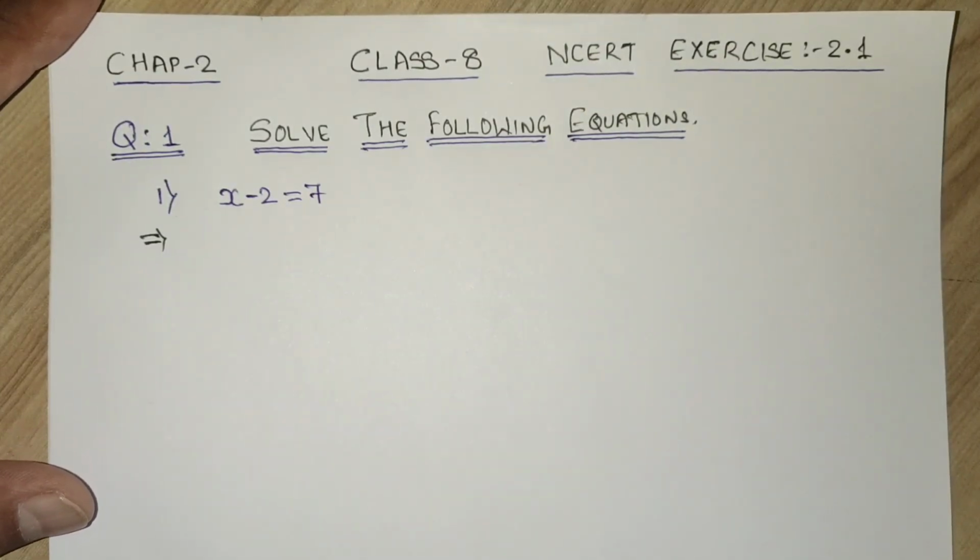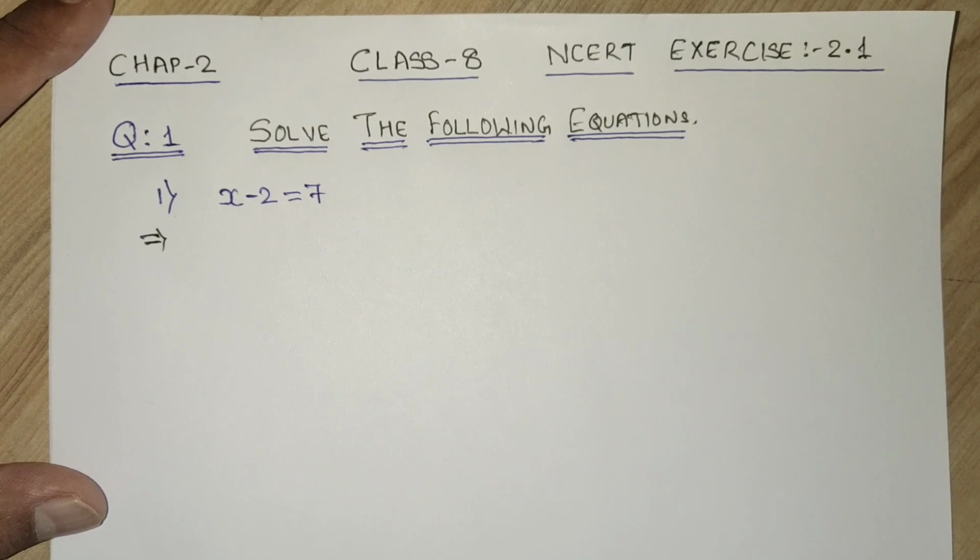That is linear equation in one variable of class 8 NCERT exercise 2.1. Today we are going to solve exercise 2.1. It is having one question but it is having 12 parts in it. So it says solve the following equations. First part is x minus 2 is equal to 7.